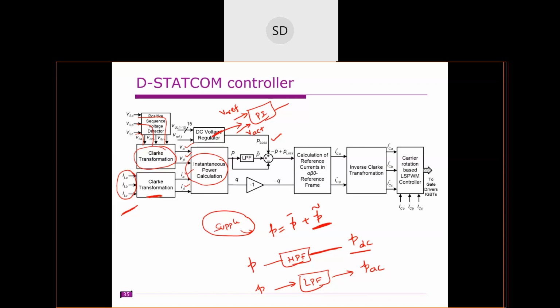Sir, opposite. Opposite, right? So this is AC here and DC here, right? Okay, it's clear, right? Yes.